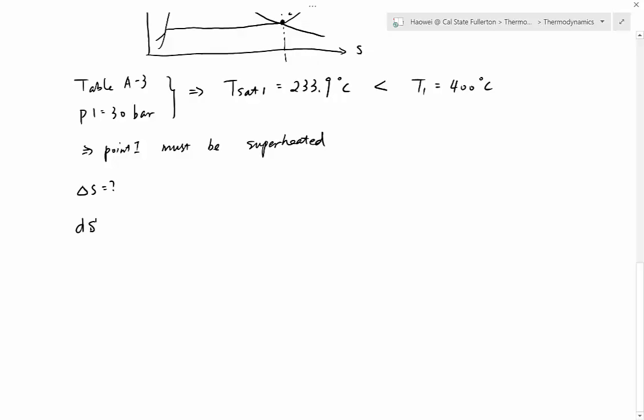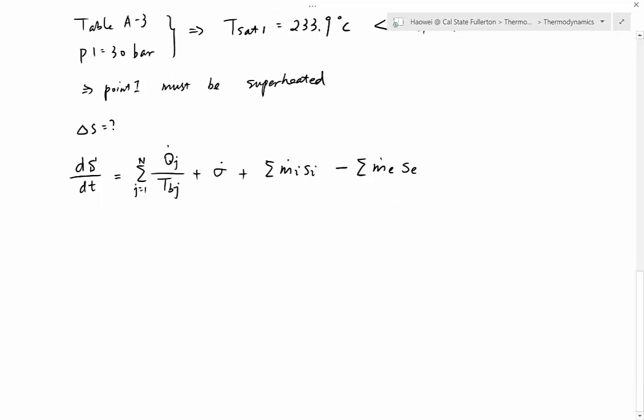dS/dt, the derivative of capital S over time, equals the right hand side: sigma j from 1 to n of Q dot j over T bj, plus sigma m dot i s i, minus sigma m dot e s e. Now let's simplify this equation.